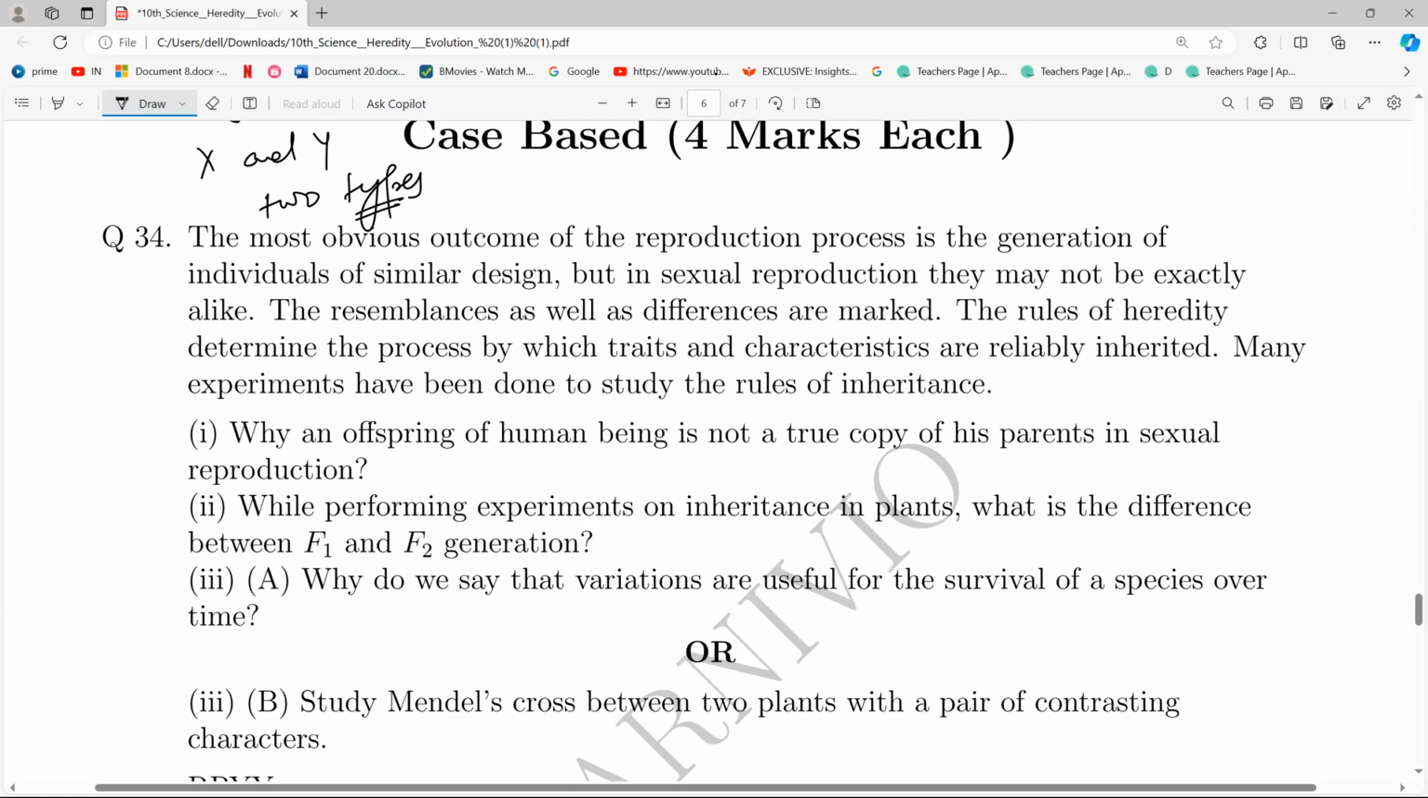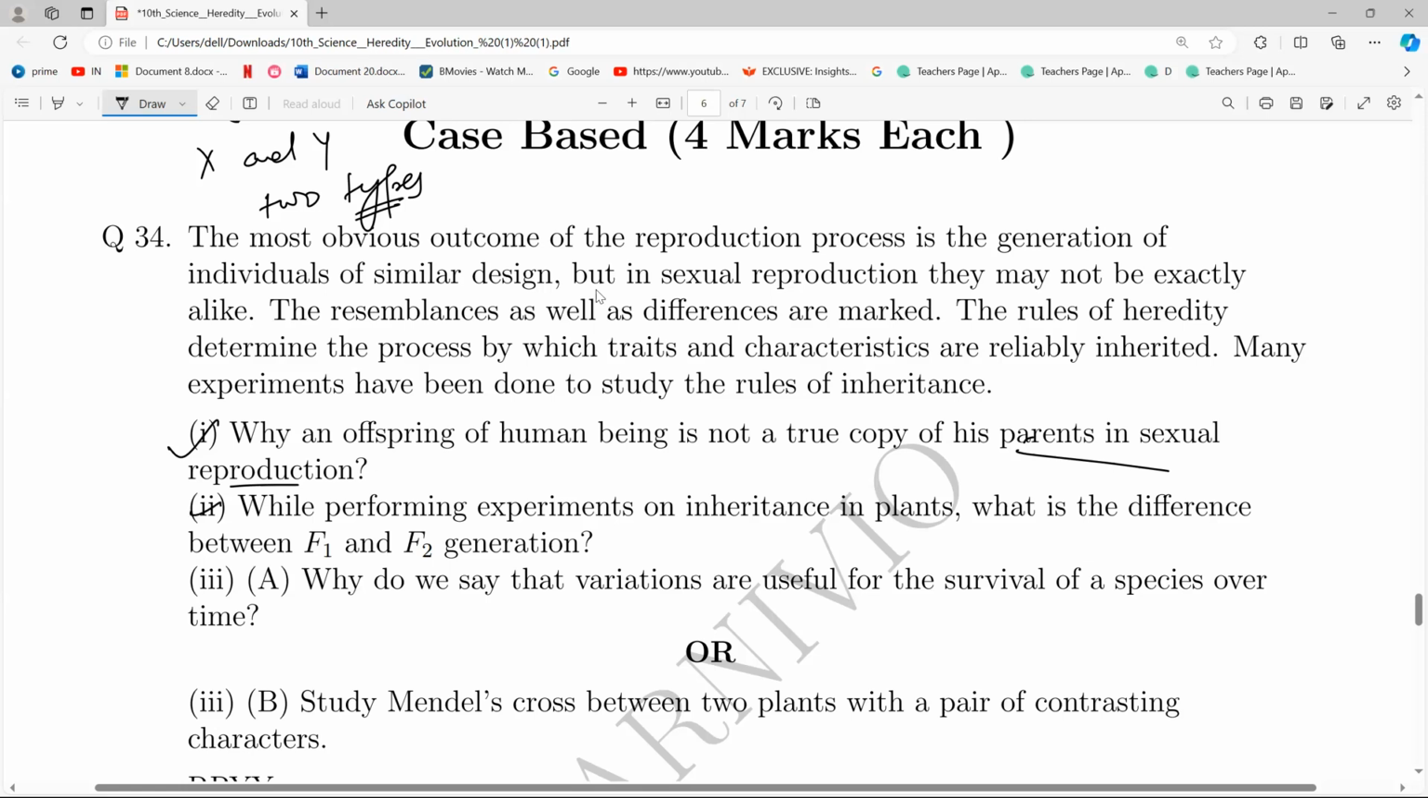Will you be able to answer the first question? This is very simple. The answer is that offspring of human beings are not a true copy, because 50% of the characteristics come from the male parent and 50% from the female parent. Since the DNA of two parents is involved, it is not an exact copy. Got it?